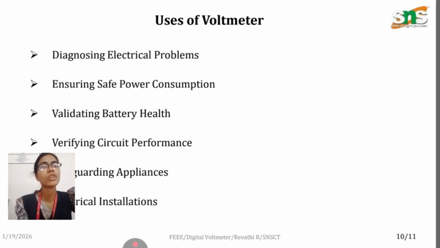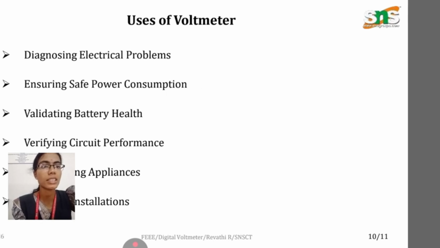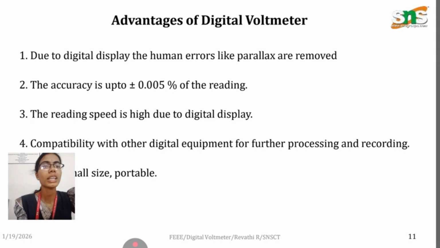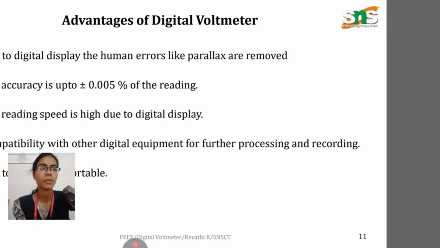Some of the uses are diagnosing electrical problems, ensuring safe power consumption, validating battery health, verifying circuit performance and electrical installation, as well as guarding appliances. The advantages are its accuracy of up to 0.555 percent. Reading speed is high due to the digital display, which is easier to read compared to an analog display. It is small in size and portable, and being digital it minimizes human error.